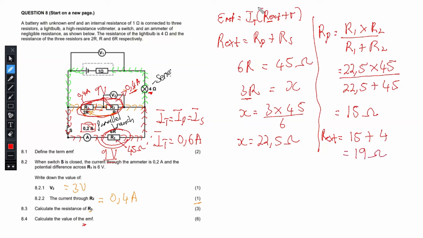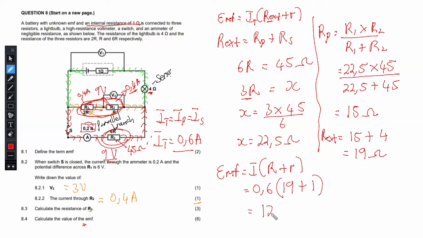But then to calculate the EMF, now we come back to the formula. EMF is equal to I, and then R external plus R internal. The total current we have deduced is 0.6, and then R external is 19, and the internal resistance is shown here. We are told an internal resistance of 1 ohm as indicated here. So that's 1. Now when you punch all that into your calculator, you get exactly 12 volts, right? So that's how you were supposed to calculate your EMF.